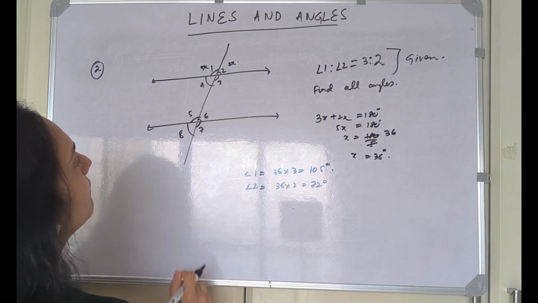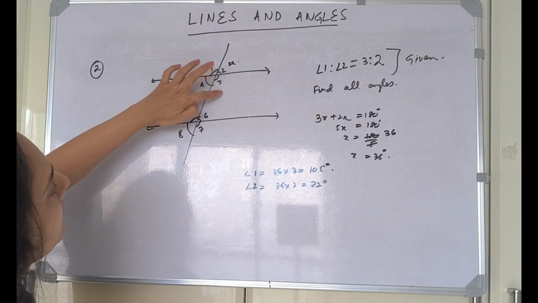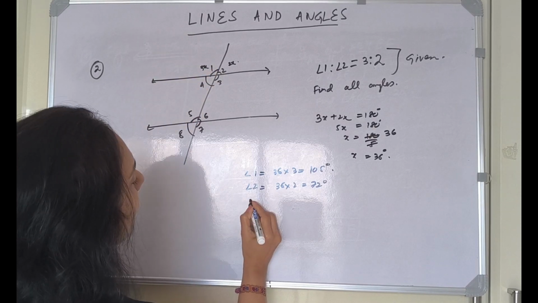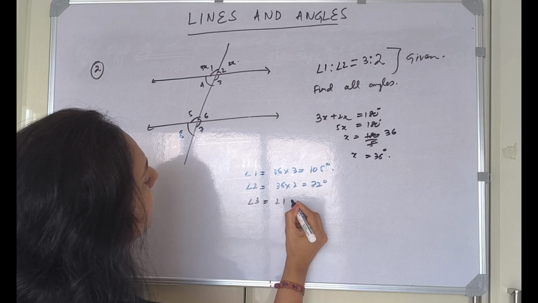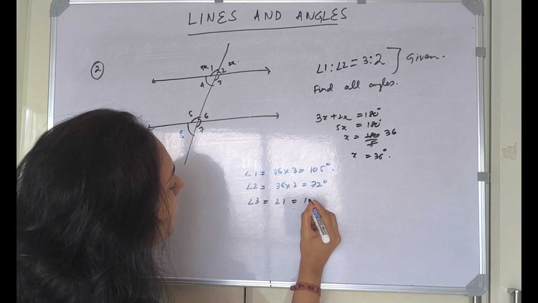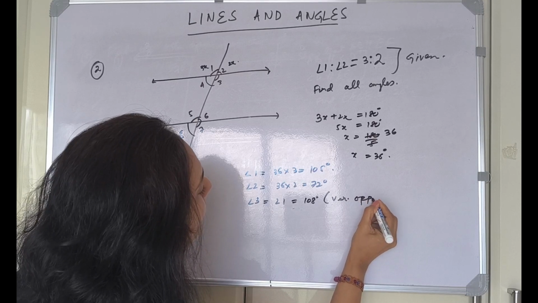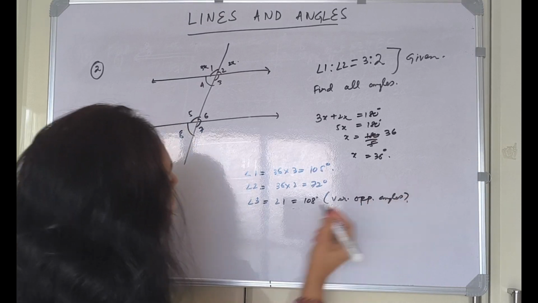Angle 3. Now look at angle 1 and 3. They are vertically opposite angles, so they will be equal. So we will write angle 3 is equal to angle 1 equals 108 degree. And the reason we will give is vertically opposite angles.